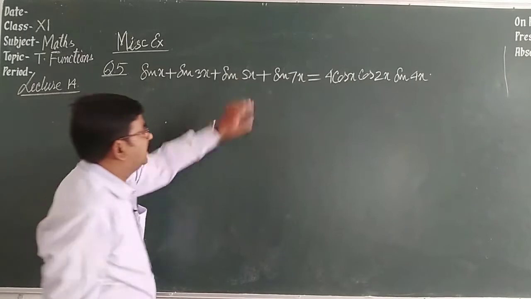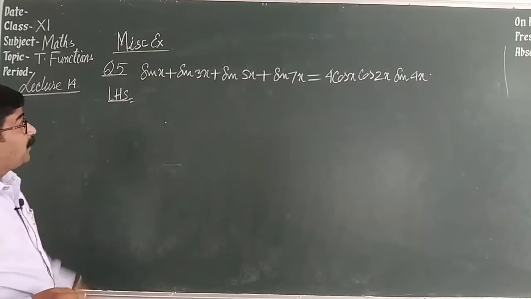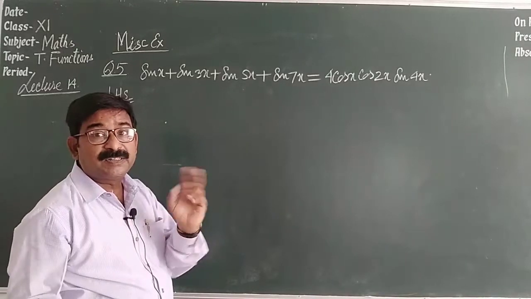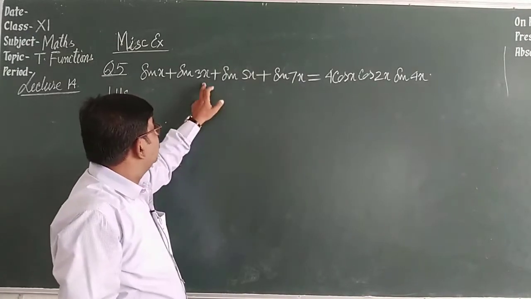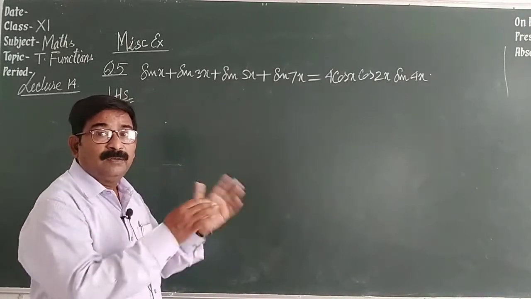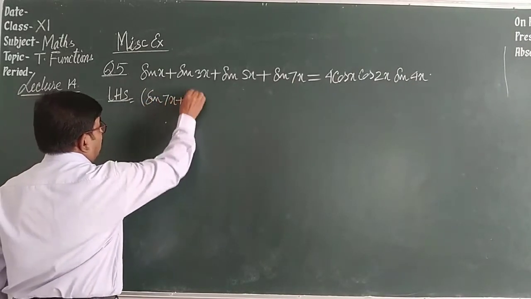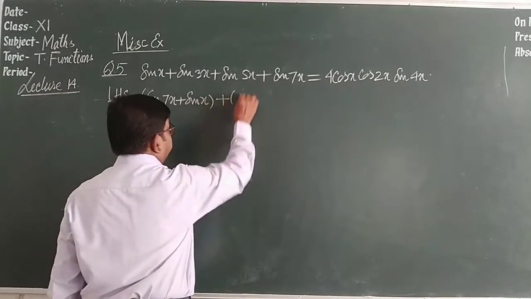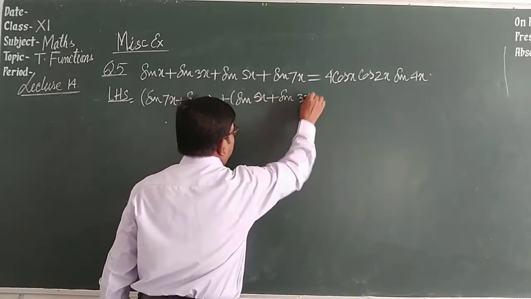We have 4 angles on the left hand side. Make pairs of 2 at a time, taking care that the sum of angles must be the same. Like 1 plus 7 is 8, 3 plus 5 is 8. So taking those whose sums are equal together, I am writing sin 7x plus sin x, try to write the greater angle first, plus sin 5x plus sin 3x together.